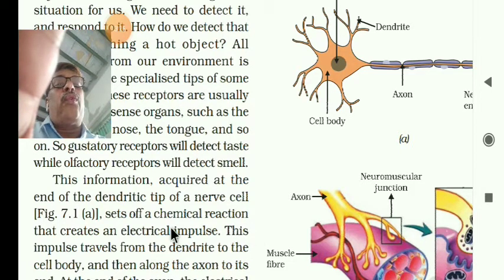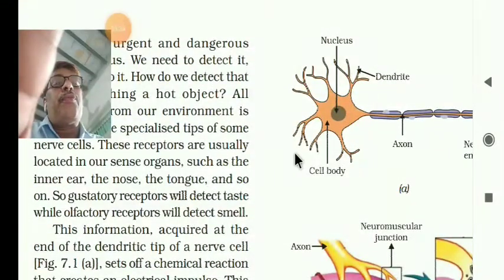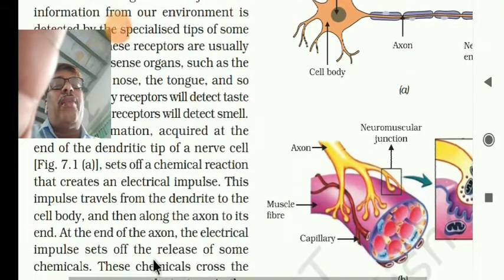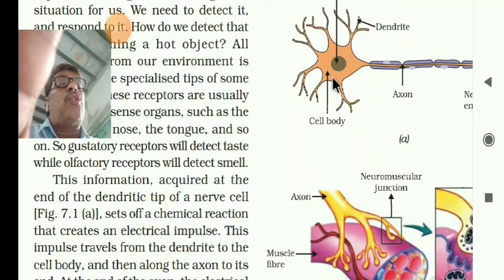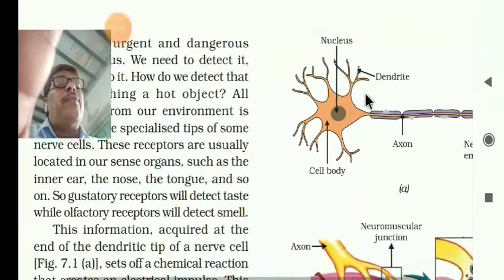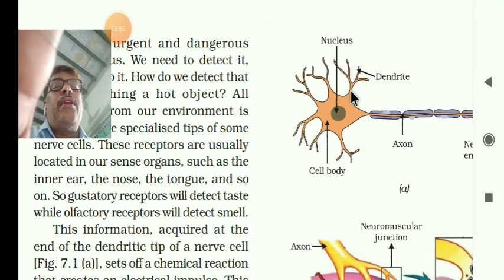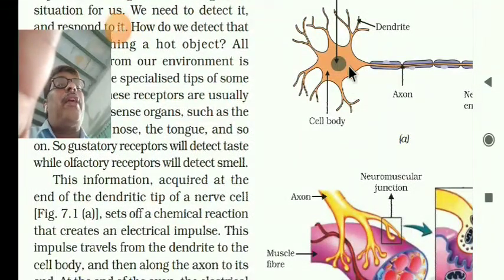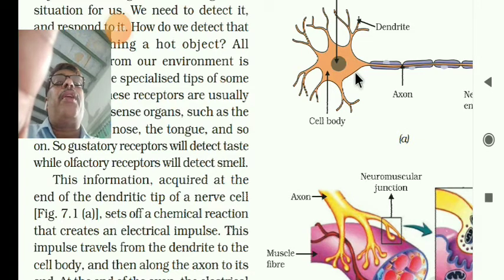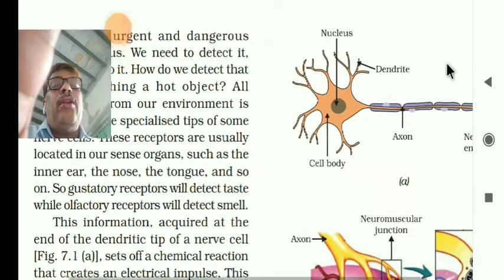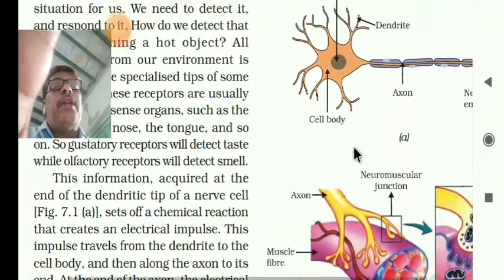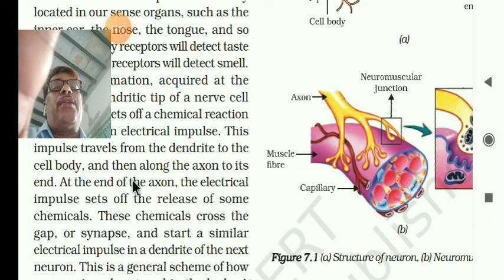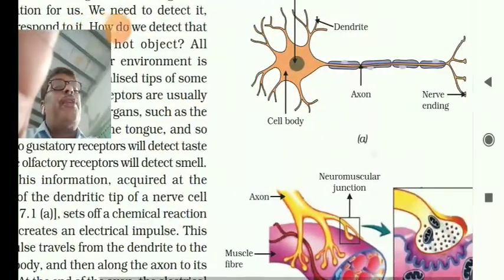An impulse is a push or sudden force, and this impulse travels from the dendrite to the cell body, then along the axon to its end. The dendritic tip acquires the information, then a chemical reaction takes place, and due to the chemical reaction, an electrical impulse is created. This impulse travels from the dendrite to the cell body, then along the axon to the nerve ending.